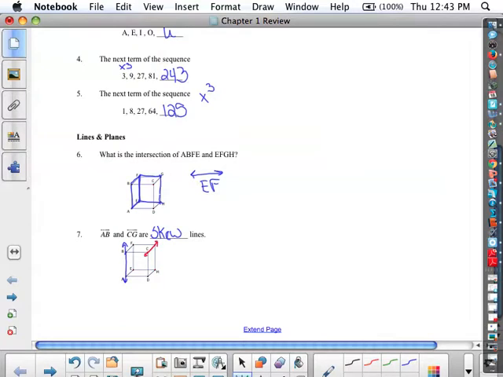Next, we want to look at 6 and 7, lines and planes. So you're looking for the intersection of A, B, F, E, and E, F, G, H. They intersect in this line, E, F. So they intersect in the line E, F. And then we have lines A, B, and C, G, and they are skew lines. Remember, skew lines happen in three-dimensional space. They are non-parallel, non-intersecting lines.